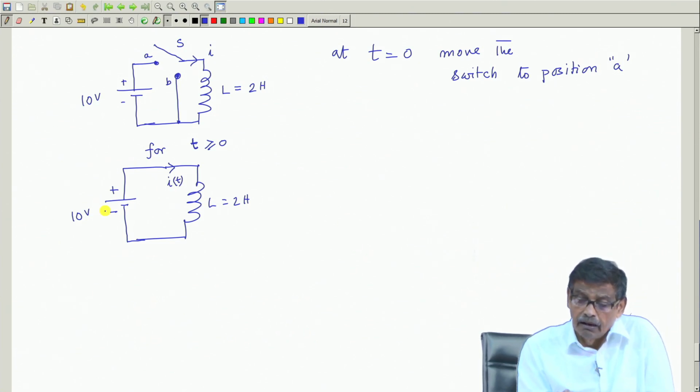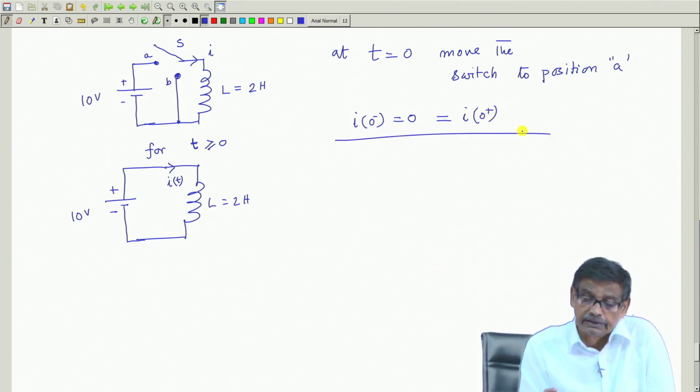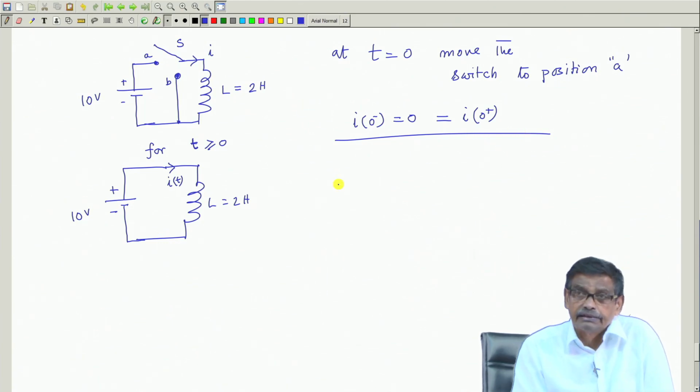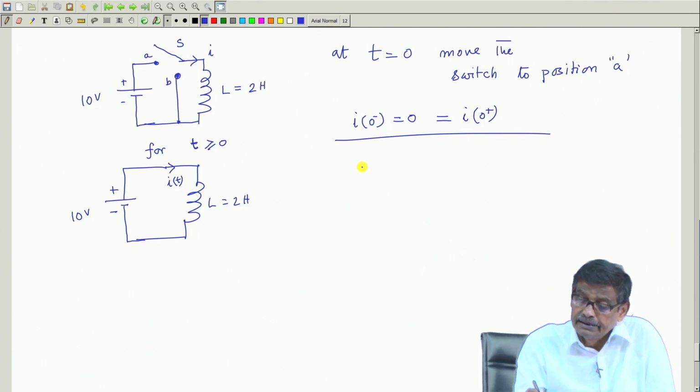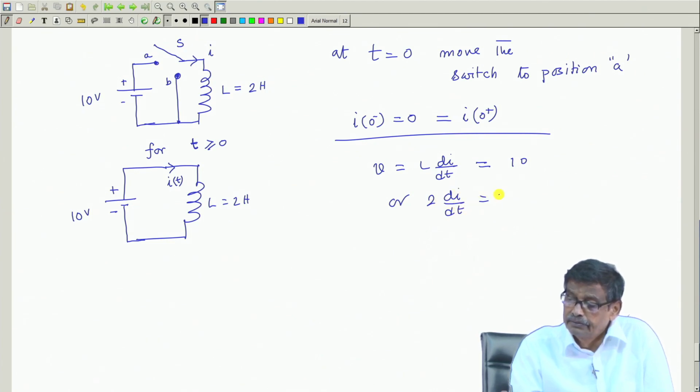How do I do it? I know that I 0 minus in this case is equal to 0 and that must be equal to I 0 plus. This is the crucial thing, and I 0 plus and I 0 is 0. Then I will write that V is equal to L dI/dt, and this is a constant value, that is 10 volt, and L is 2 Henry. So, 2 dI/dt is equal to 10, or dI/dt is equal to 5, or I is equal to 5t if you integrate plus some constant of integration.